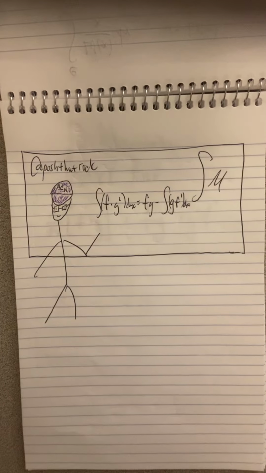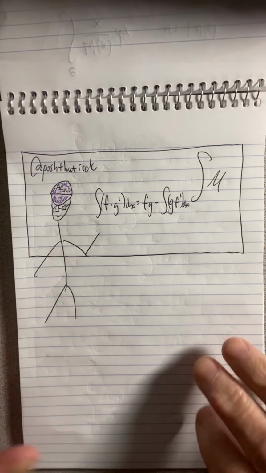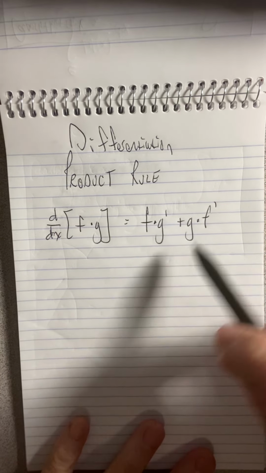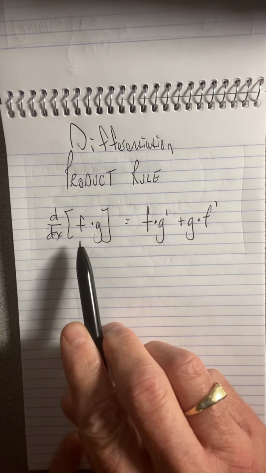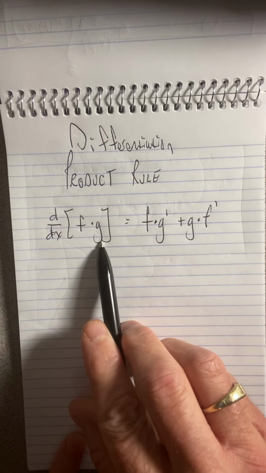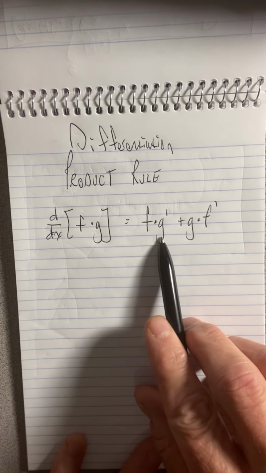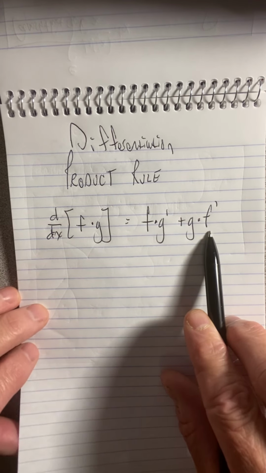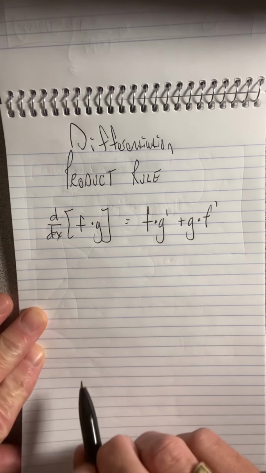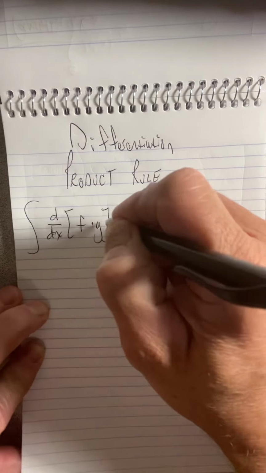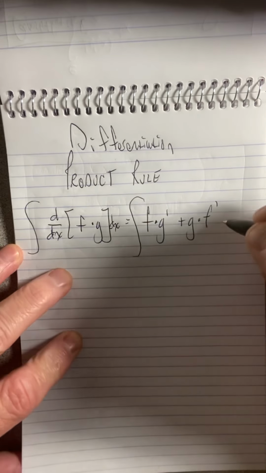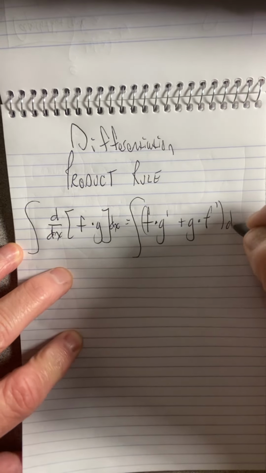Push that rock with some math. Let's review the differentiation product rule. So if I need to take the derivative of f times g, then it's f times the derivative of g plus g times the derivative of f. Now, I'm going to differentiate both sides of this identity that we proved earlier this semester with respect to x.